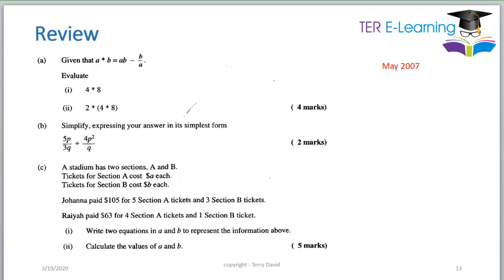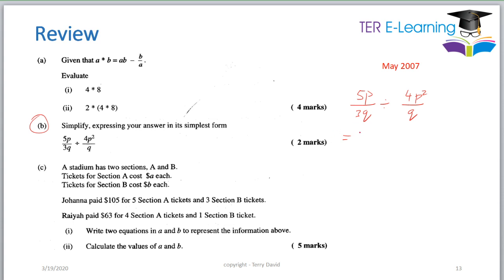Now let's move on to the next one. So the next one here, we want to simplify. We're doing this one here, part B. You want to simplify this expression. So I can work this one right on the side here. So this is 5p over 3q divided by 4p squared all over q. So basically what you're doing is dividing two fractions.